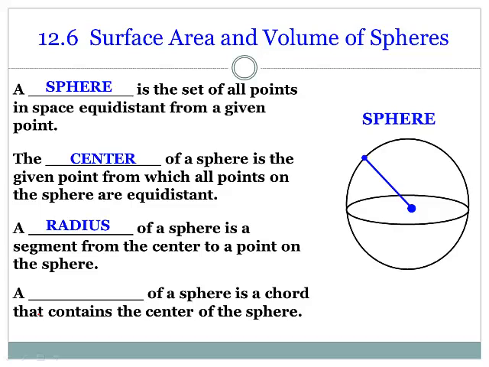And a diameter of a sphere is a chord that contains the center of the sphere. So the chord, remember, it stretches from both sides. So it touches the sides of your sphere and it goes through the center.